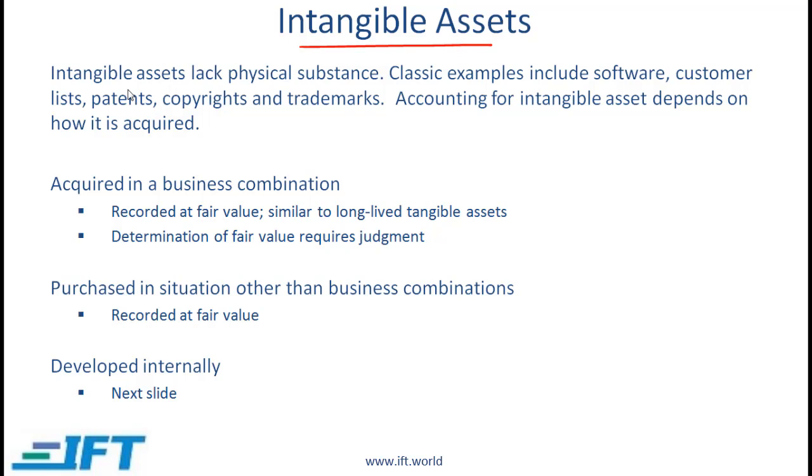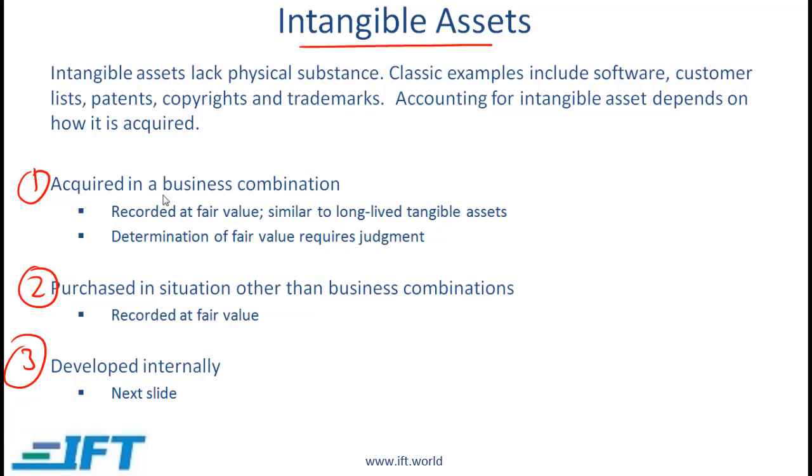Intangible assets lack physical substance. Classic examples include software, customer lists, patents, copyrights, and trademarks. Accounting for an intangible asset depends on how it is acquired. Broadly speaking, there are three ways in which we can acquire an intangible asset.